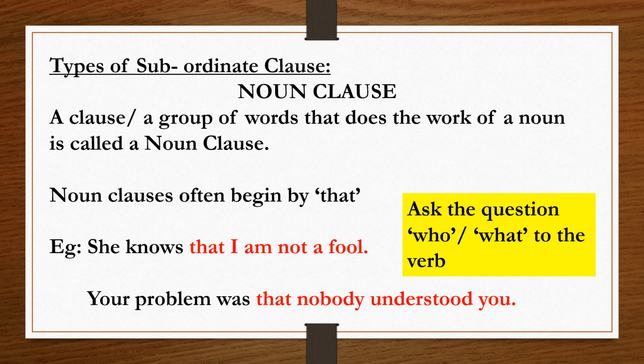To identify the noun clause, we can ask the question who or what to the verb of the sentence. See the first sentence. She knows what? I get the answer that I am not a fool. And the answer that I am not a fool is the noun clause of the sentence. Again, in the second sentence, your problem was what? That nobody understood you is the answer, which is the noun clause of the sentence.